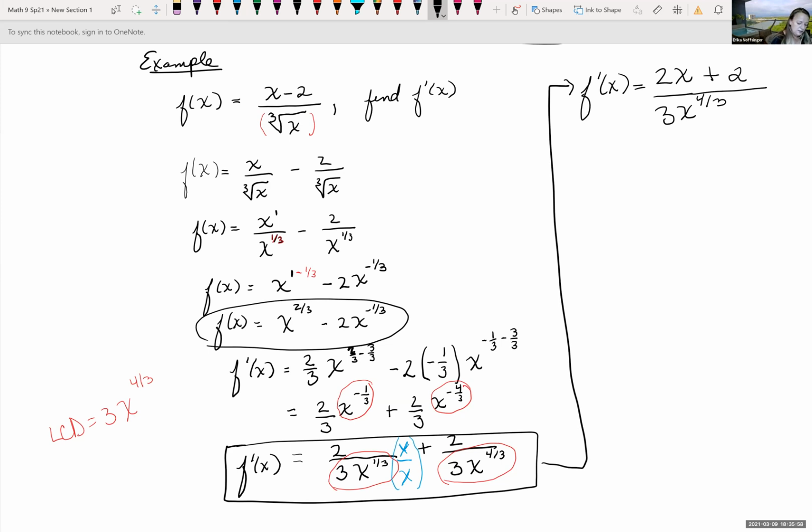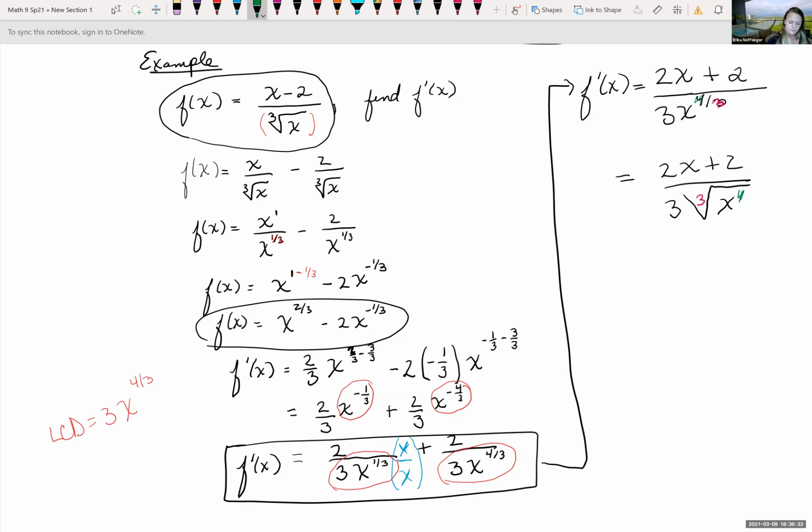And just because I started with radicals in my original problem, I would probably go back and rewrite this x to the 4/3 as a radical. So this is equal to 2x plus 2 all over 3. So the denominator of the exponent is the radical, what root you're taking. So we're taking the cubed root of x, and the numerator is 4. So the cubed root of x to the 4th. So I would probably leave it like that. I notice I could technically pull an x, that's x to the 4th, same thing as x times x cubed. So I could technically take the cubed root of x cubed and pull out an x out front.